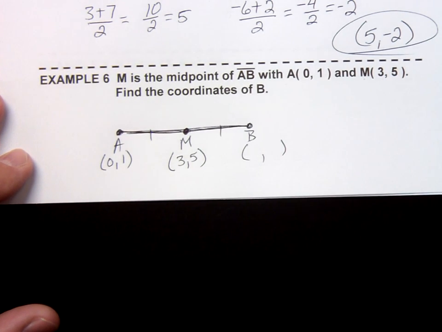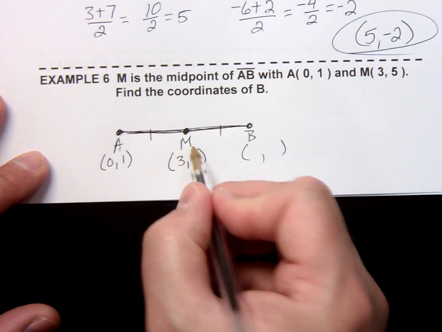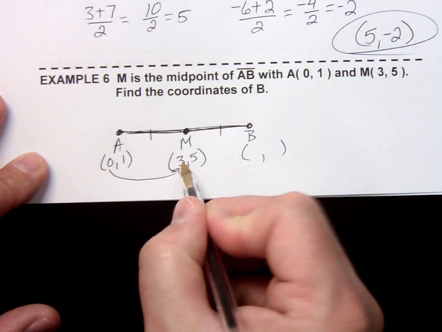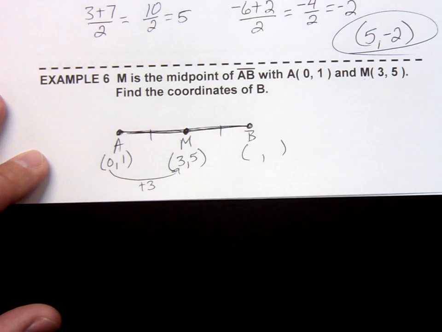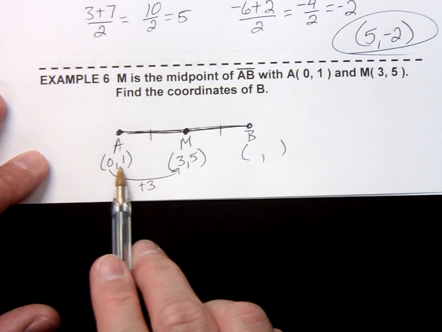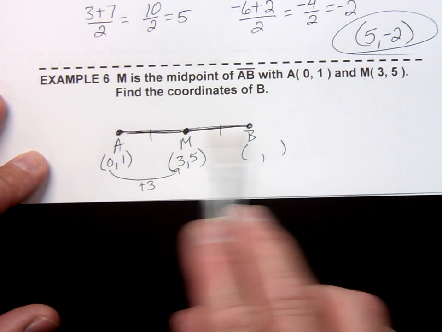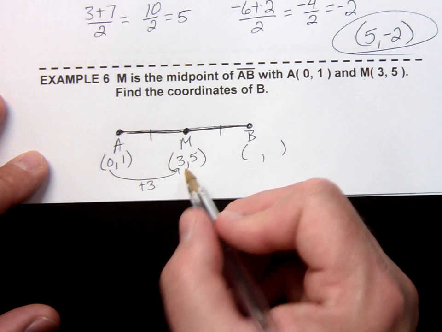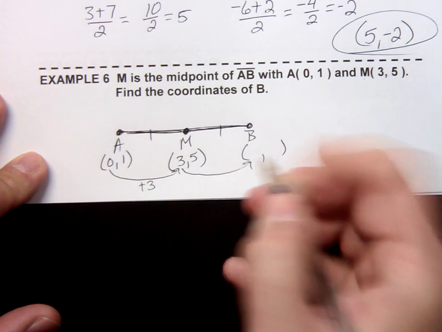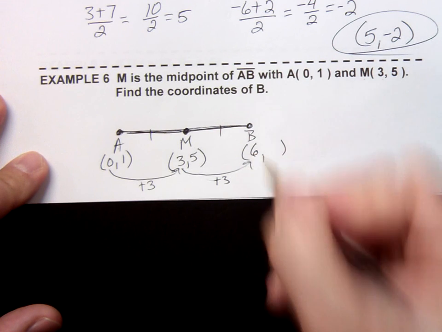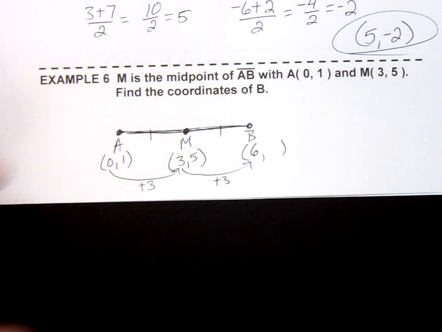So let's see what happens. As I go from here to here, what happens to the x value? It goes from 0 to 3. Well, that's an increase of 3. If the x value increases by 3 from here to here, it should do the exact same thing from here to here because it's the same distance and in the same direction. So I'm just going to add 3 more. So 3 plus 3 is 6. There's the x coordinate. Now I just repeat that exact same process with the y values.